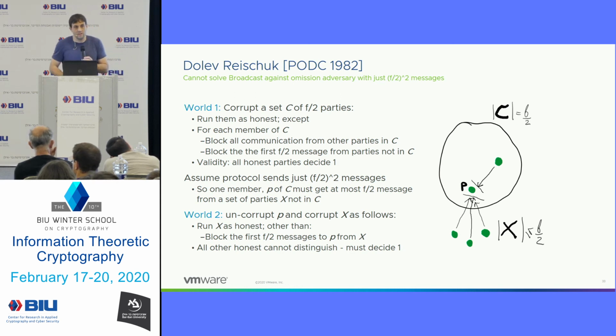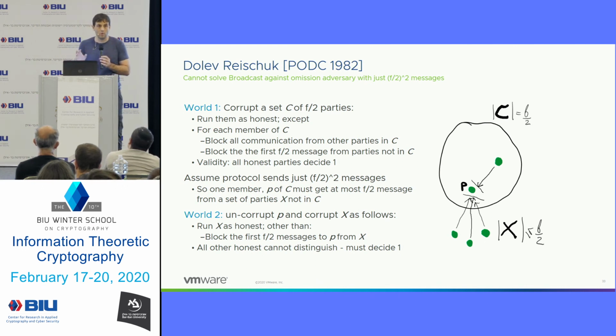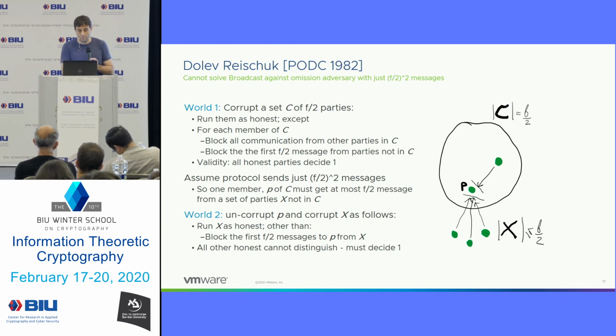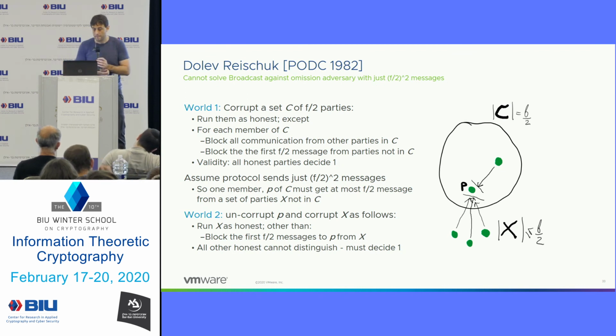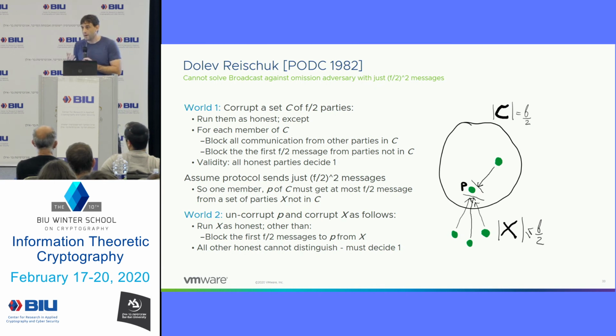It's easy to see that any other honest party, except P, sees no difference in terms of messages, so exactly the same view is seen in world 1 and world 2. In world 1, everybody decided 1. In world 2, everybody still has to decide 1. But poor party P here is honest and receives no messages. It receives no messages inside C because we blocked all messages inside C. It receives no messages from outside of C because the protocol sends at most f over 2 messages, and the group X that sends these messages, we block them.